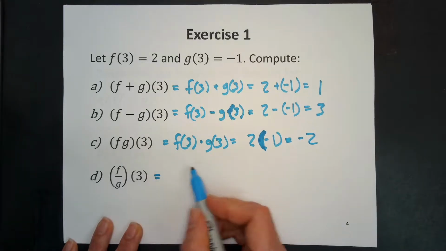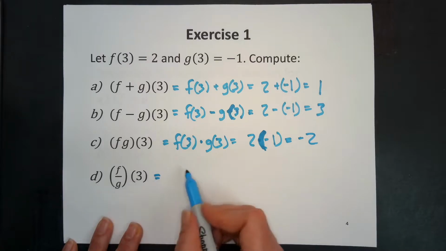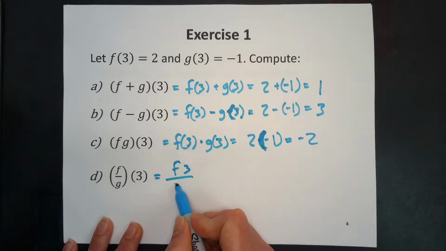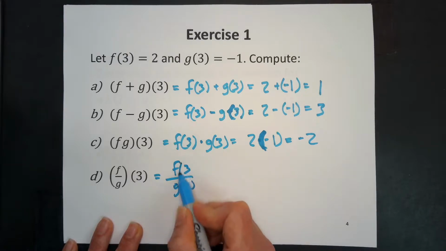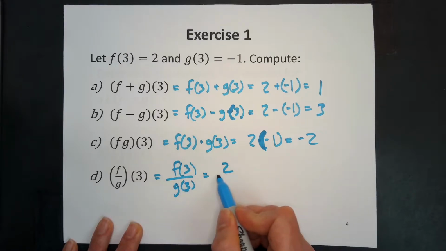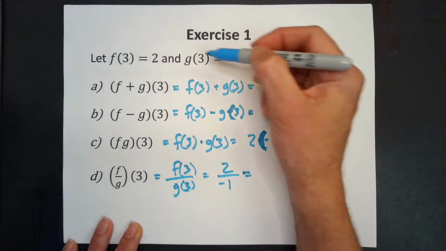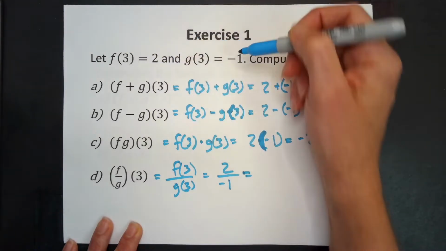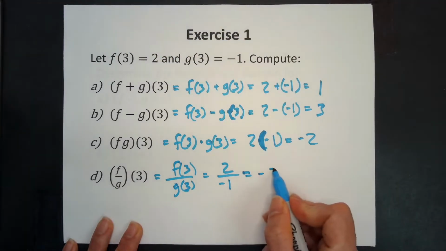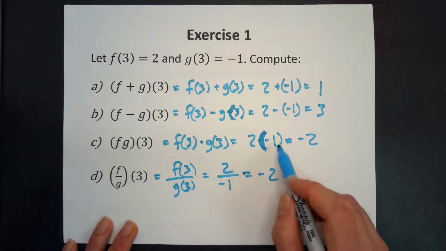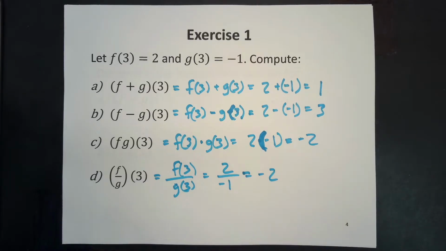And then we have this last one where we have f divided by g of 3. So we're going to have f of 3 divided by g of 3. And here that's going to give us 2 over -1, where f of 3 is 2 and g of 3 is -1. That gives us -2 back out. The only reason why we get the same answer for both of these is that multiplying and dividing by -1 gives you the same number.